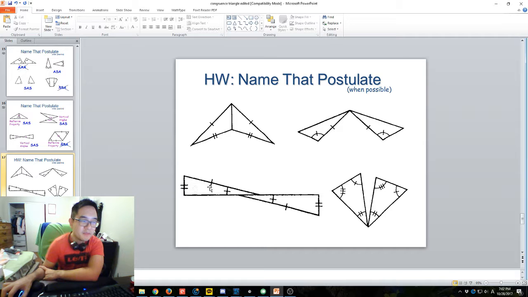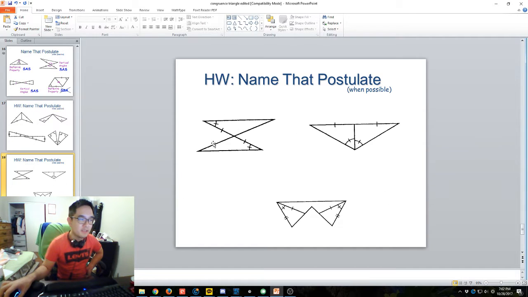Third picture, you have side, side, angle, because the angle is not between the two sides. Again, this one is angle, side, side. There is no angle, side, side in geometry. Last one, you have three pizza slices, so angle, angle, angle. There is no angle, angle, angle in geometry to prove triangle congruence.